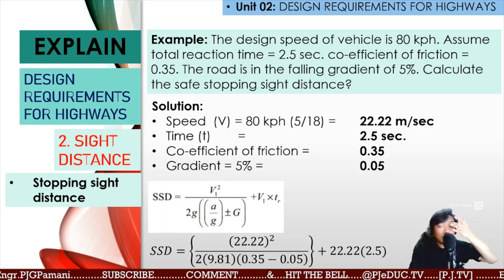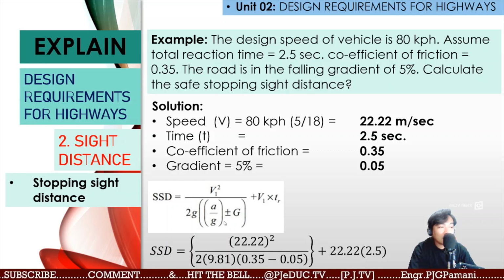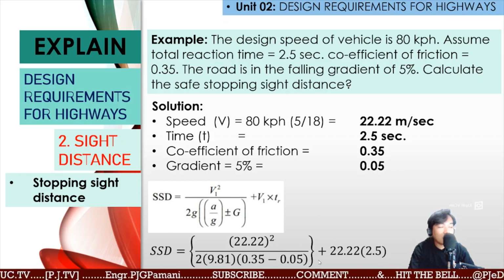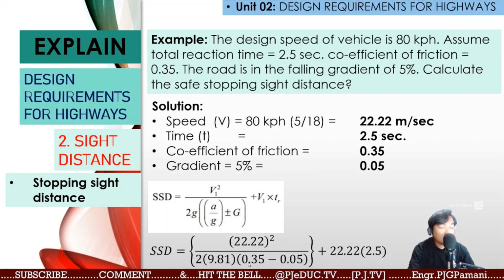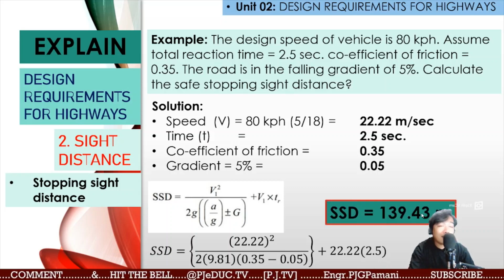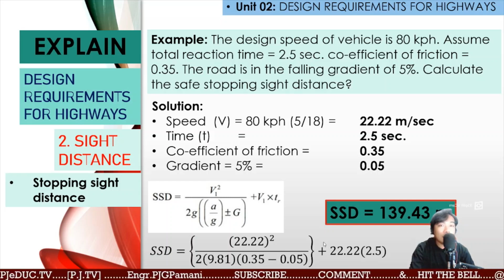We converted 80 kph into meters per second because our g here is in meters per second squared. Then our friction and our gradient are unitless. But the gradient is negative, downhill. So 22.22 squared over 2 times 9.81 times the friction 0.35 minus the gradient of 0.05. Why minus? Downhill. Falling gradient. Plus the initial velocity of 22.22 meters per second times the reaction time of 2.5 seconds gives us an SSD requirement of 139.43 meters, or basically 139 meters.